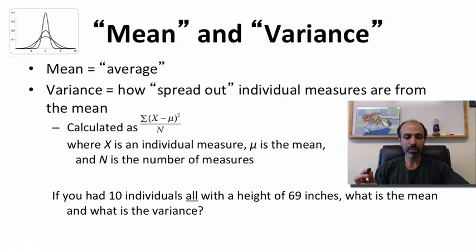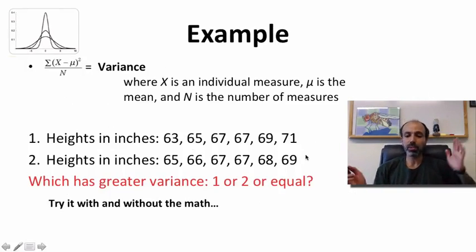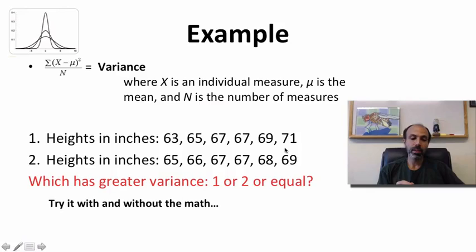Let me give you a few others. Here are two sets of measures. Let's say these are, again, heights of people in a classroom, in inches. I have the formula here in case you want to refer back to it. In classroom 1: 63, 65, 67, 67, 69, 71. Those are the heights you see. For classroom number 2: 65, 66, 67, 67, 68, 69. Which one has greater variance? Is it classroom number 1, classroom number 2, or are they equal?